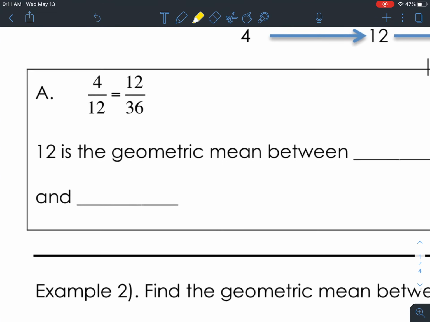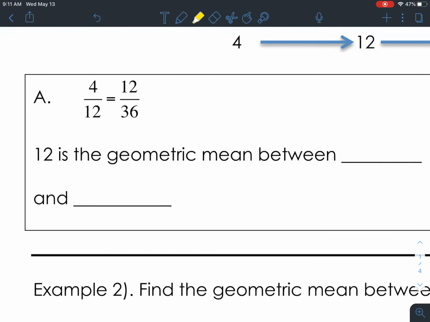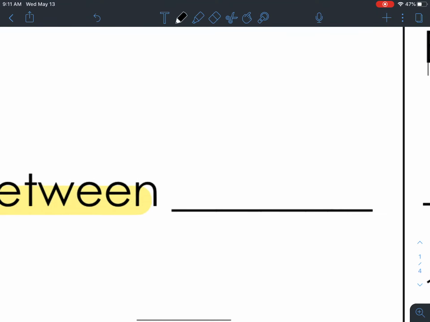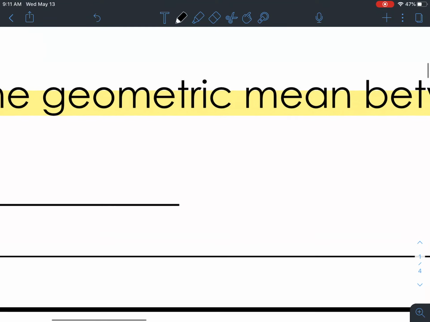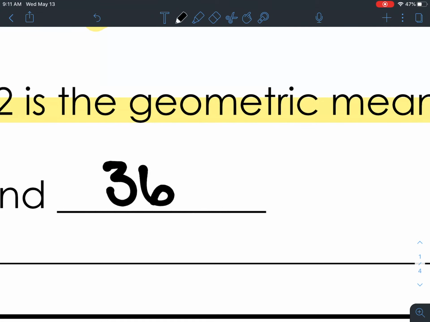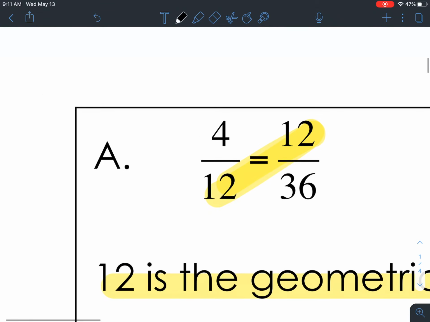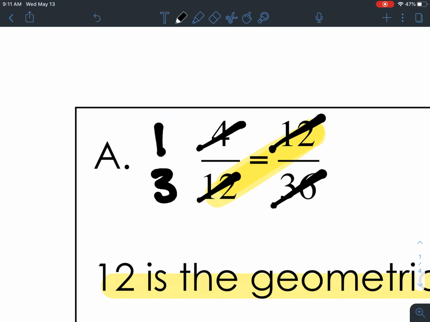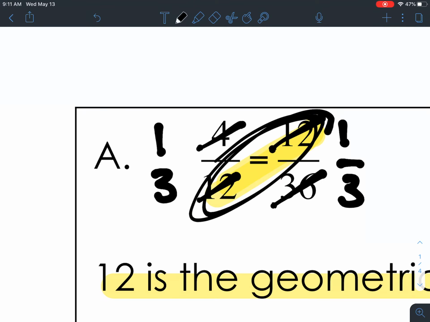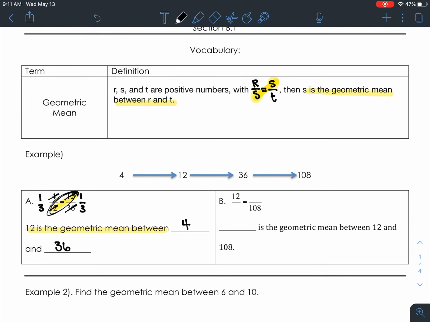If you look at A, it says 12 is the geometric mean between, so look here, those are diagonal from one another. It says 12 is the geometric mean between 4 and 36, because if you reduce those fractions, 4 goes into 12 3 times, so that's 1/3. 12 goes into 36 3 times, so that's 1/3. So those two ratios are the same. What we're just looking for is that those 12s are diagonal from one another, okay? So let's try this next one.